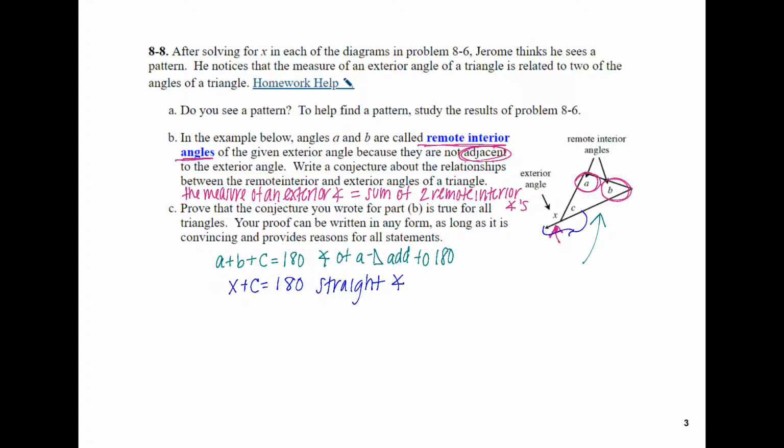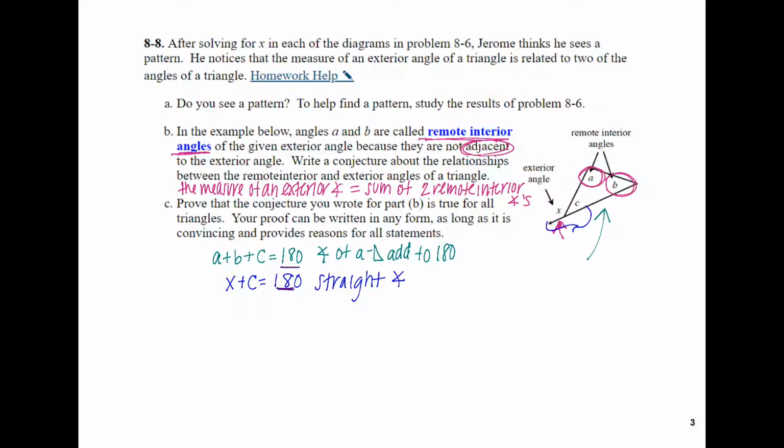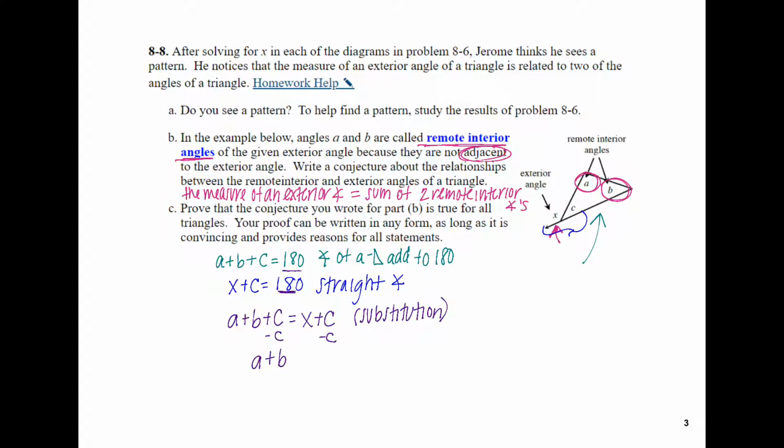Therefore, we can use substitution. We know both of these equal 180 degrees, so A plus B plus C must equal X plus C, and we use substitution for that. Therefore, when we subtract C from both sides, we get A plus B equals X. So our remote interior angles equal our exterior angle.